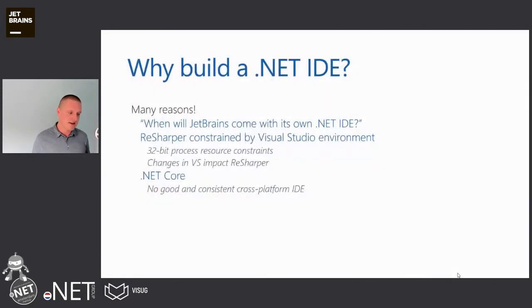So why would we build a .NET IDE? First of all, people were asking us for it. Second of all, because ReSharper is getting more and more constrained by the Visual Studio environment. And it's not a blame game. It's really that VS is a 32-bit process. Visual Studio is in there, Roslyn is in there, ReSharper is in there, and 32-bit processes don't give you a lot of memory on .NET. You typically exhaust the memory space around 2.1 gigabytes, more or less.